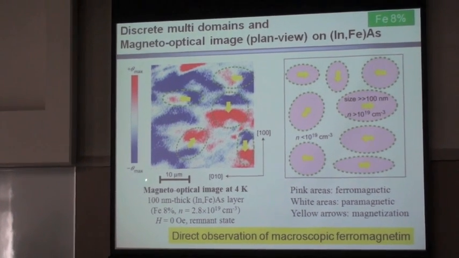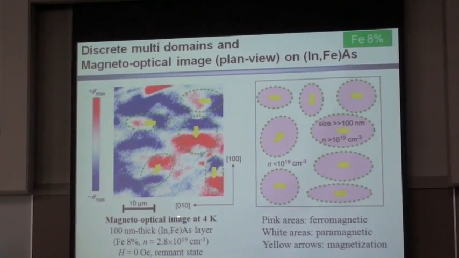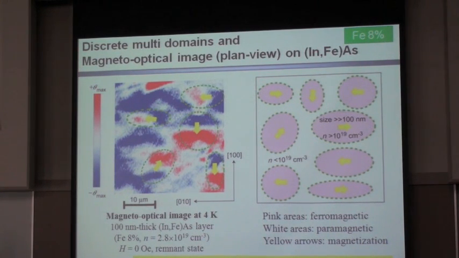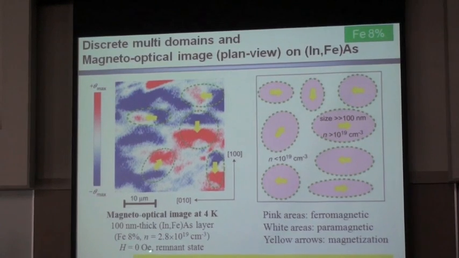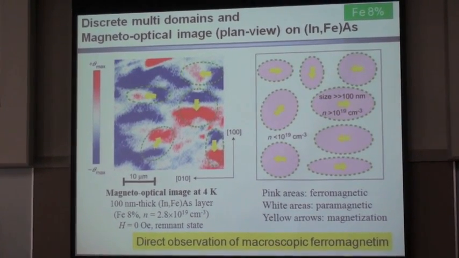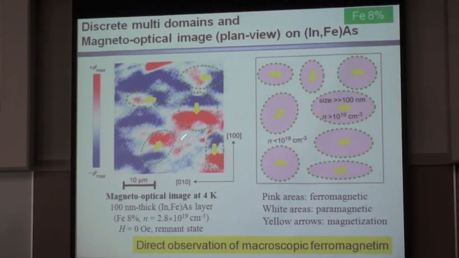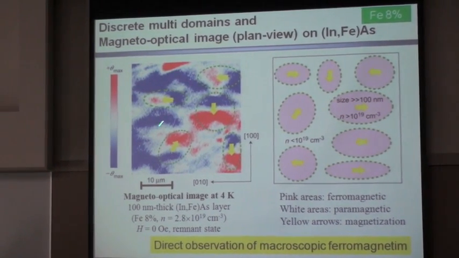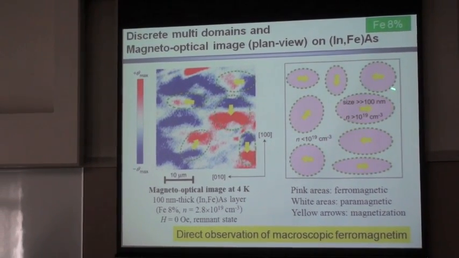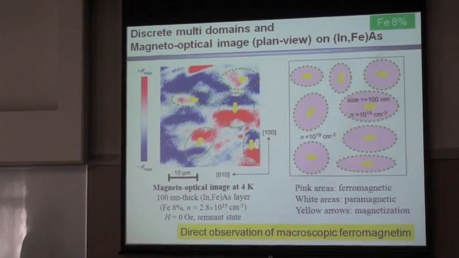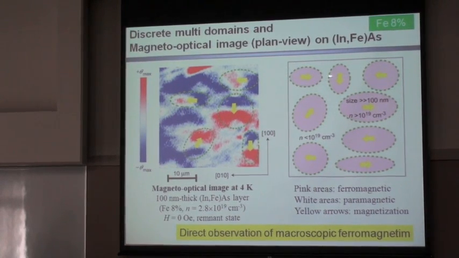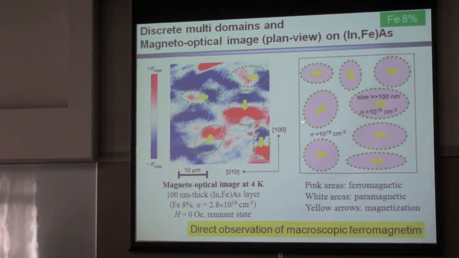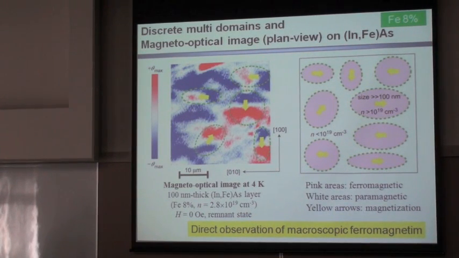And we measured this magneto-optical image at 4 Kelvin, which is in the ferromagnetic state, and at zero magnetic field, which means the remanent state. And we see some domain areas here surrounded by the blue circles. And this is the interpretation. We see some ferromagnetic domain area at zero magnetic field. And these yellow arrows are the magnetization vectors.